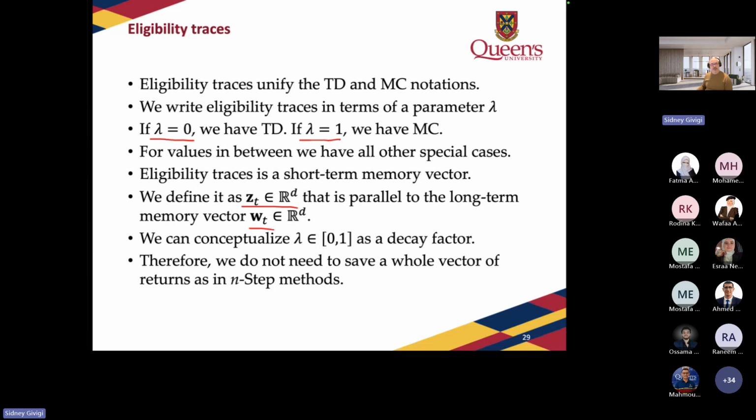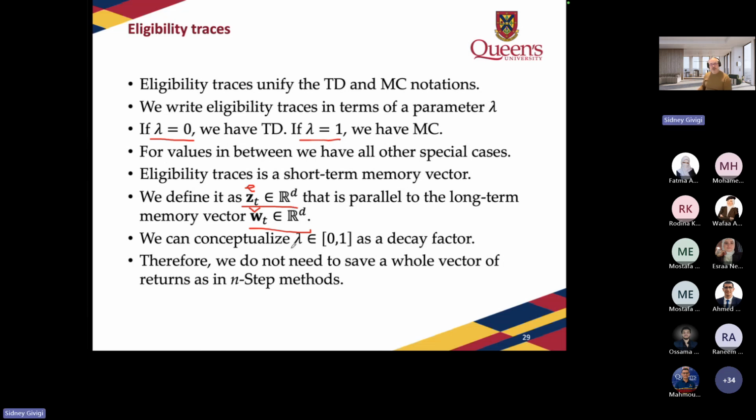But in our case, this Z here is usually called E, right? And this W here is going to be our V or Q, okay? So these are going to be the two values that we're going to use. So E and V or Q are going to be of the same dimension. And here I'm saying G because it can be the number of states, or the number of states times the number of actions, so it depends on what we are going to do, okay?